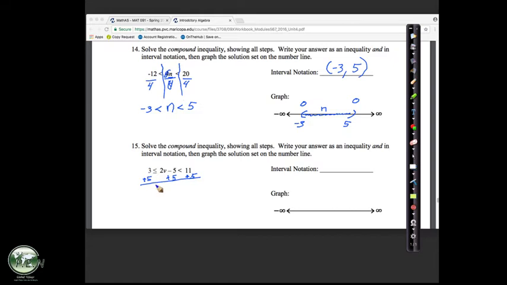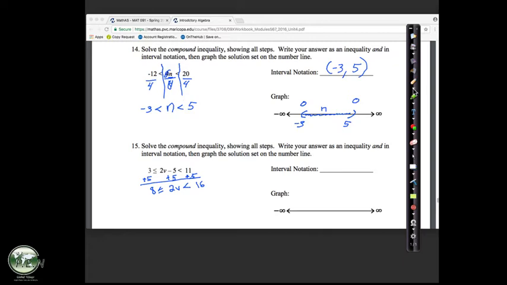So we get 3 plus 5, 8. Bring down the less than or equal to symbol. -5 plus 5 is 0, so all that's left is the 2v. And then we've got just a less than, not a less than or equal to sign here. 11 plus 5 is 16.